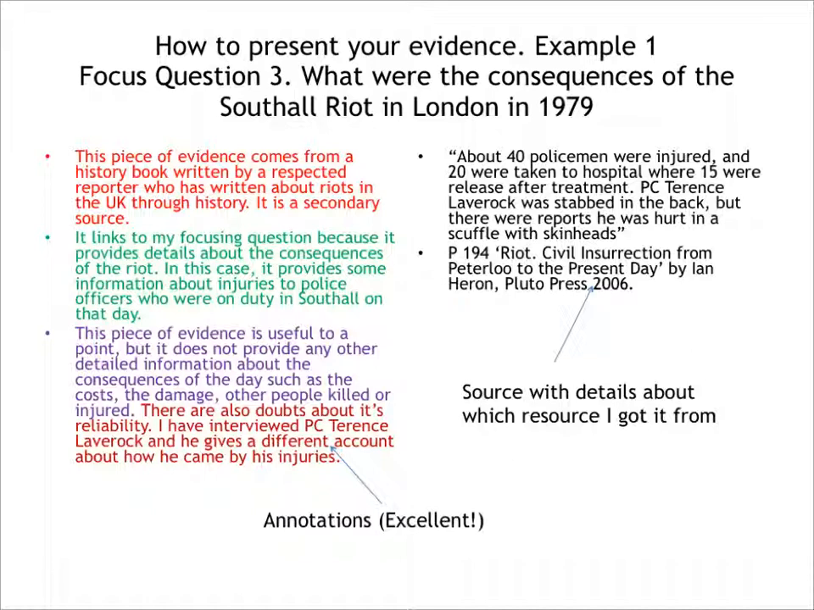On the right hand side we can see the source which they've selected. This particular source is a secondary source. It comes from a book which was written in 2006. The book was called Civil Insurrection from Peterloo to the Present Day.